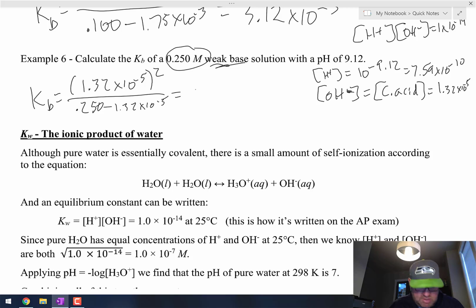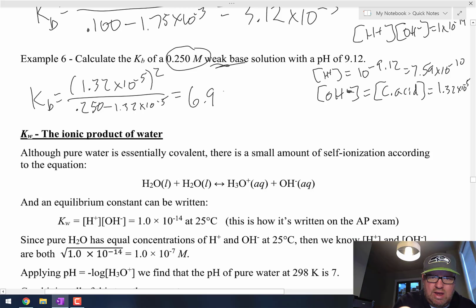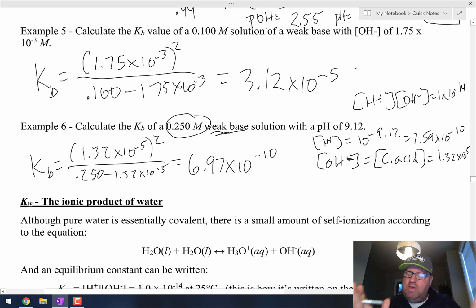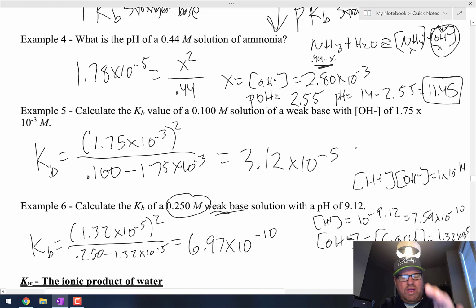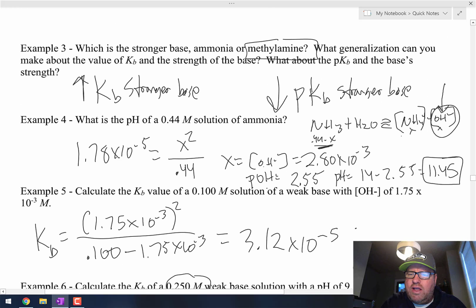So 1.32 times 10 to the minus 5th squared divided by parentheses 0.250 minus 1.32 times 10 to the minus 5th. Close those parentheses. Hit equals 6.97 times 10 to the negative 10th. Okay, and that is, again, Kb, very, very similar to Ka. It's when a weak acid, or a weak base, is added to water where it creates a conjugate acid and then hydroxide ions.